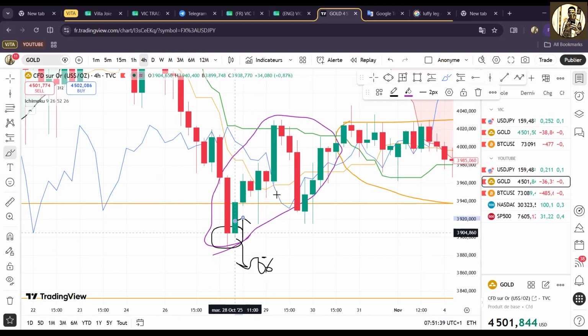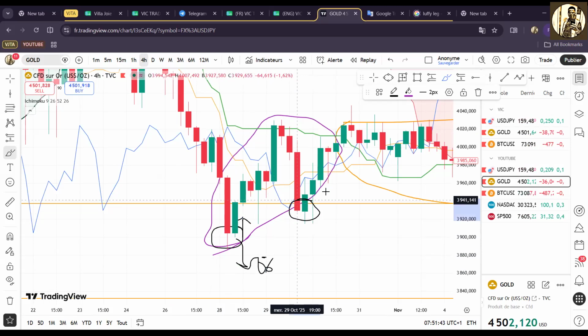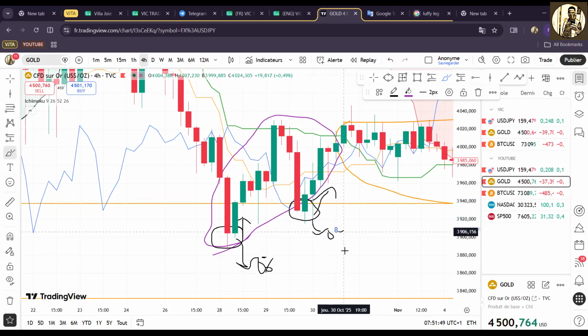So this is a zone. Another zone will be the Tenkan inverted. This one, this is another zone that goes up at 100% chance, but 0% chance to go down. So that's what we call zones.